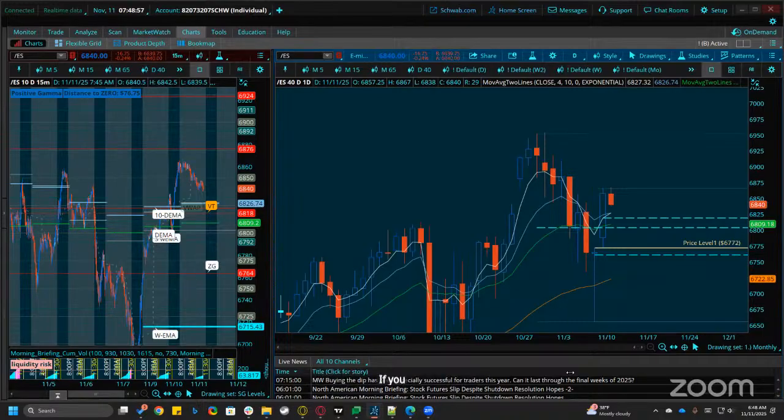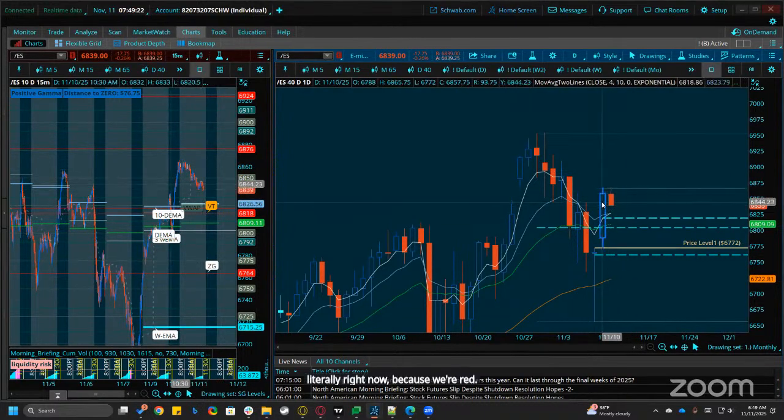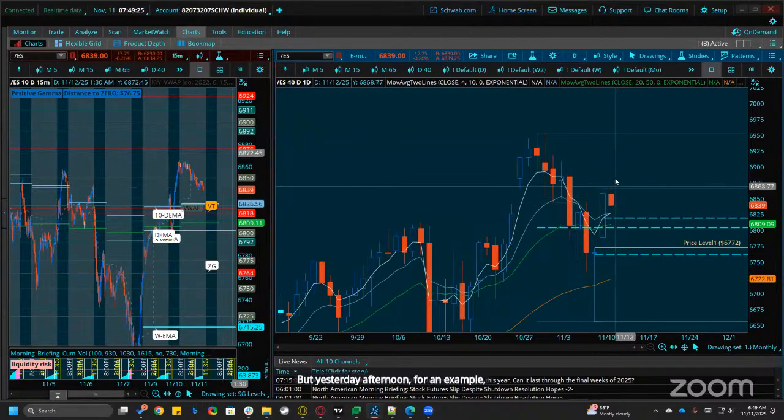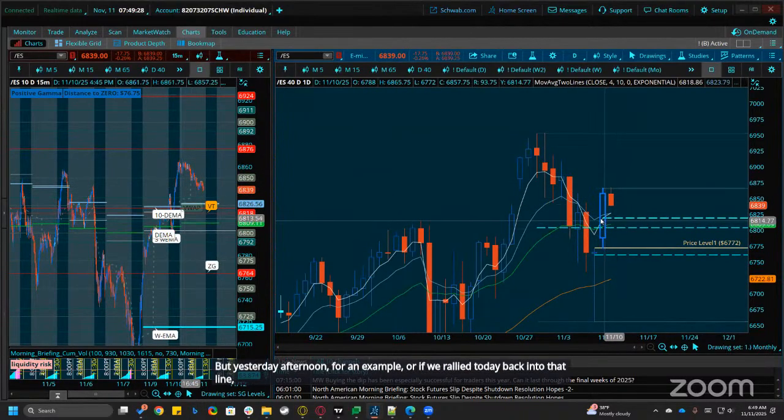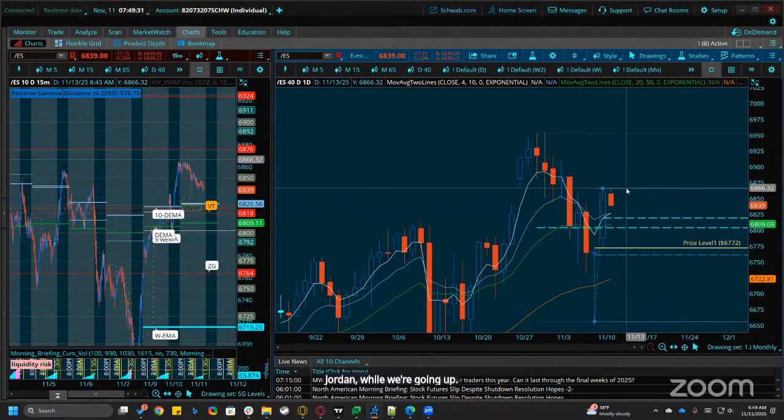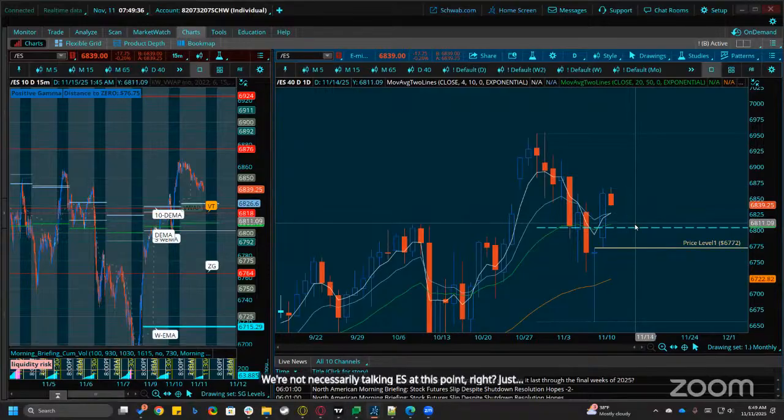If you want to get ahead of the crowd, shorting while we're going up is preferred for me rather than shorting from the hole. I really hate shorting from the hole. I don't like buying into new pushes to the upside. I don't like selling into the hole. So if you wanted to go short, this would be the time to do it while we're still pushing up. Not literally right now because we're red, but yesterday afternoon, for an example, or if we rally today back into that line, shorting while we're going up is what I like to do. We're not necessarily talking ES at this point, right? Just trading mechanics.